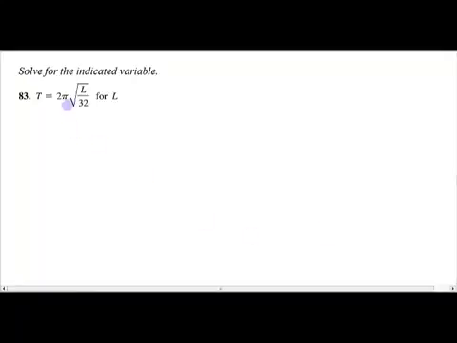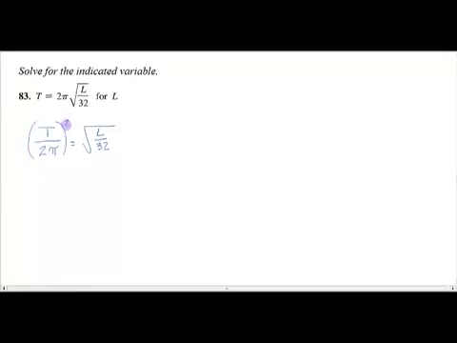So let's go ahead. First off, we probably want to isolate that square root, just like we isolated square roots earlier in this lesson. So how would I isolate that square root? I would want to divide both sides by 2 pi. That gives me a t over 2 pi equals the square root of L over 32.